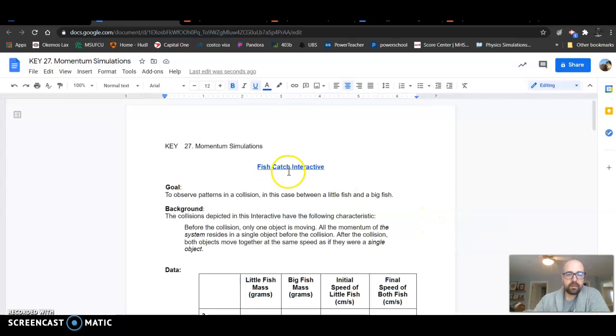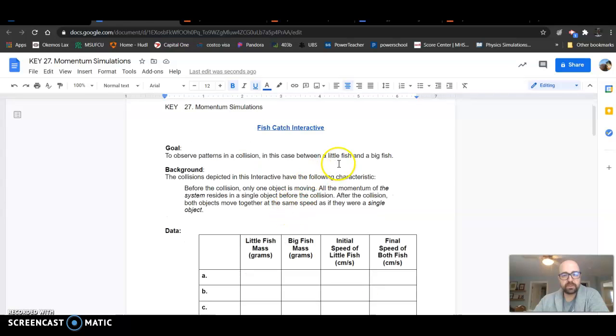Hey guys, making a key here for the momentum simulations that we did before break, but I realized I hadn't put it up there, so I wanted to do that for you to make sure that as you're looking this stuff over, you've got a good understanding of everything.